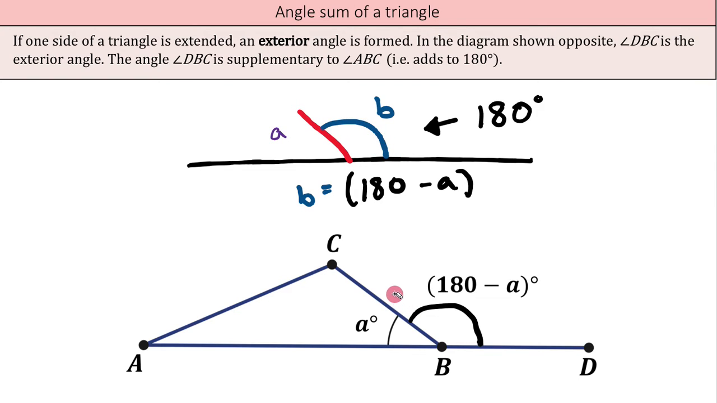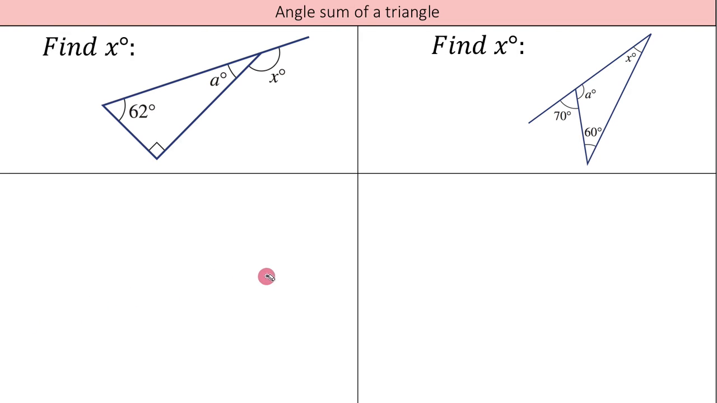And that's really what we're going to be doing for the next two examples. So as you can see here, when we have an exterior angle and we know what A is, to find the exterior angle, all we do is go 180 minus this angle right here. This is going to make more sense as we delve into some examples. So what we have to do here is find X. We need to find what my X is going to be.